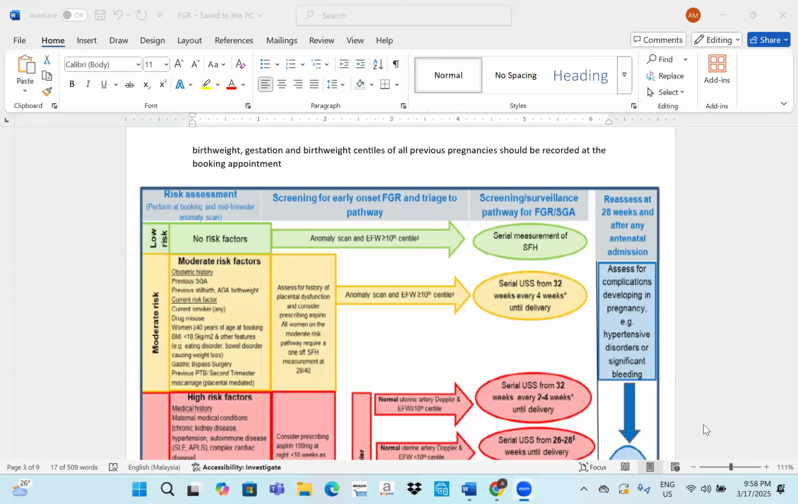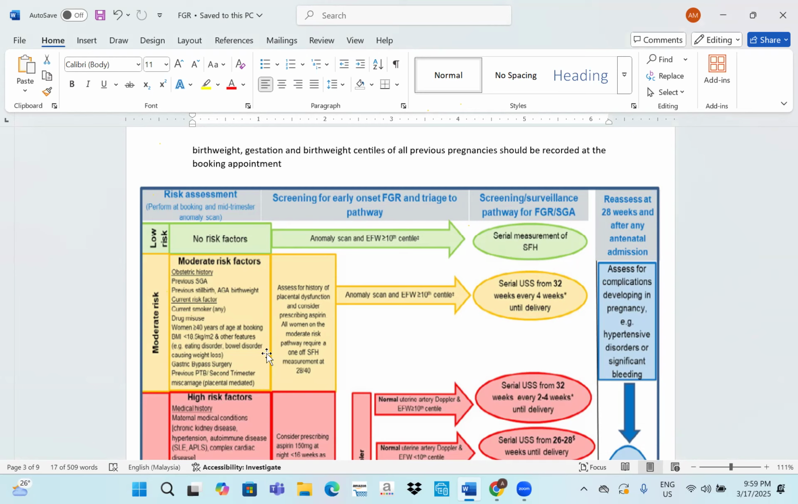Now, what are the points you should be emphasizing in your history? One is the moderate risk factor, but you cannot take history from a patient like this, that ma'am, I want to know about the moderate risk factor, I want to know about the high risk factor. No, you should create a checklist with yourselves in a beautiful manner, starting from the age, BMI, then you incorporate in the personal history the smoker, the drug misuse, the BMI of the patient, any eating disorder, any weight loss.